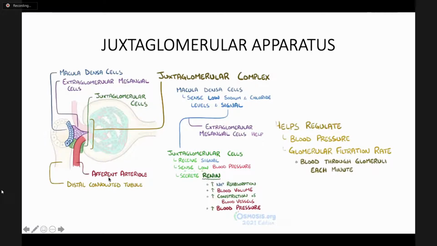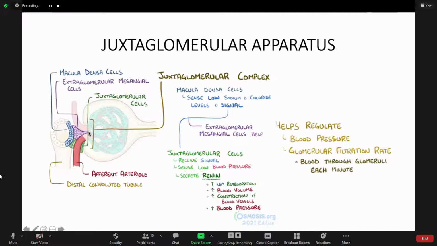So the granular cell, or the JG cell, is the one that secretes renin. All my students have to know this. Okay, and then you have the macula densa cell, in blue color. This is a modified chemoreceptor cell from the distal convoluted tubule. The next important one is the extraglomerular mesangial cell here. So these three are the important components making up the juxtaglomerular complex.